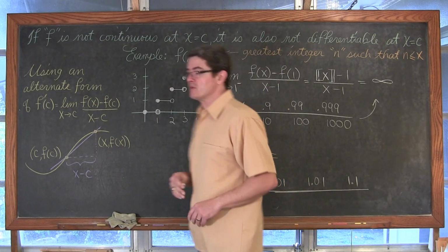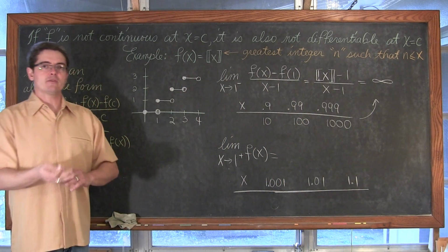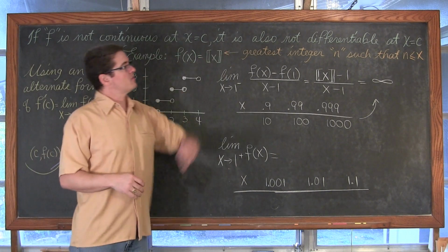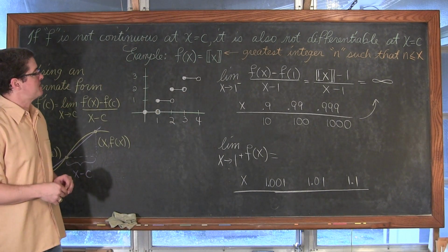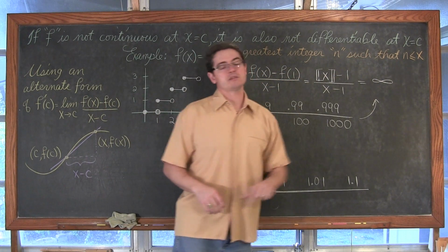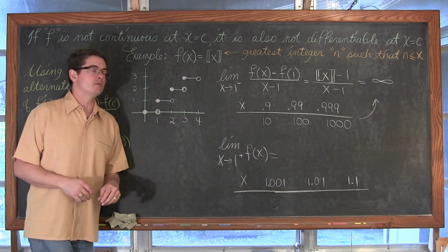If f is not continuous at c, so we're going back to finding the derivative at a point instead of just the derivative function, it is also not differentiable at x equals c. In our example, we're going to use the greatest integer function, which again gives us values of n such that n is going to be less than or equal to x.